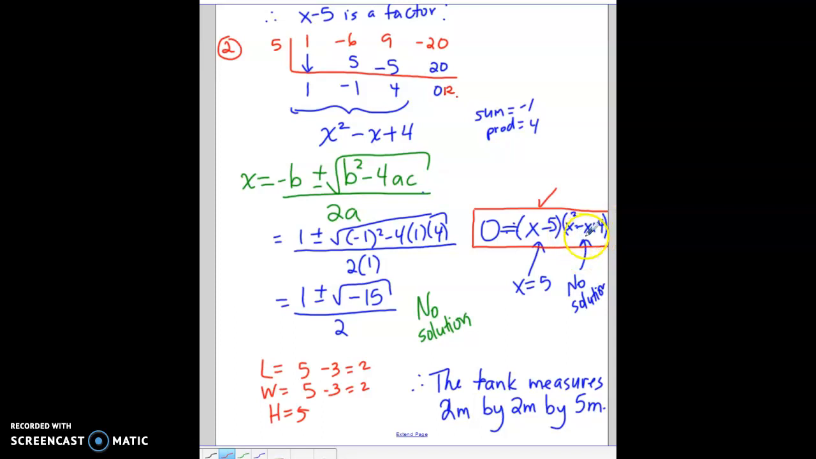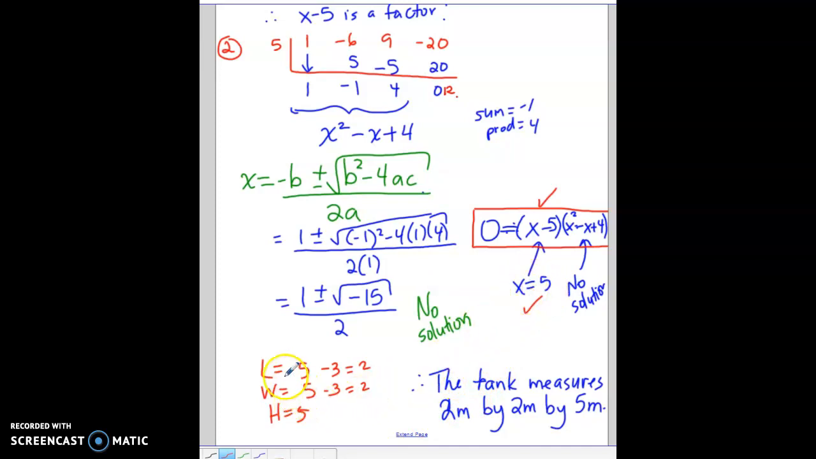trinomial, yes. So from here, if I'm solving for x, I set this equal to 0, I get x equal to 5. Check. I set this equal to 0, and I found no solutions because of the quadratic formula. So therefore, x must be 5.